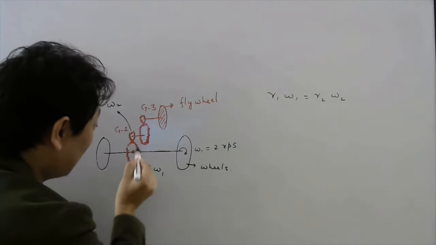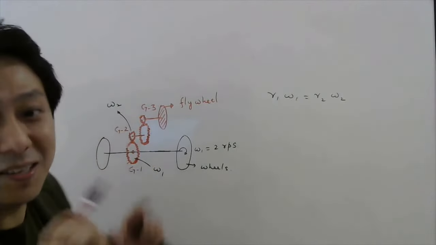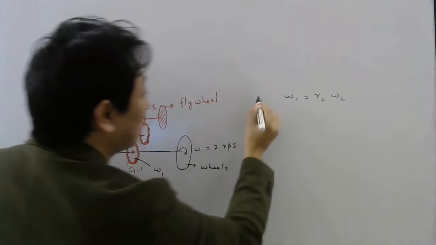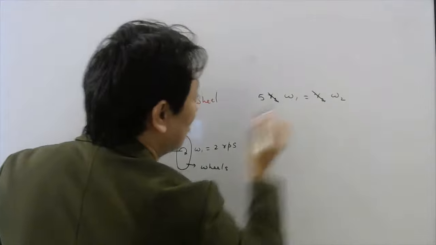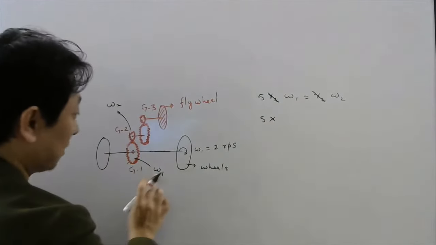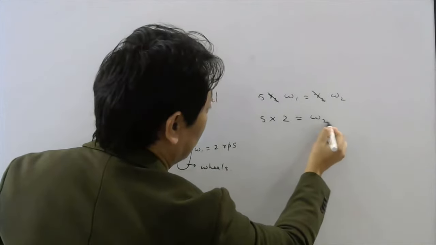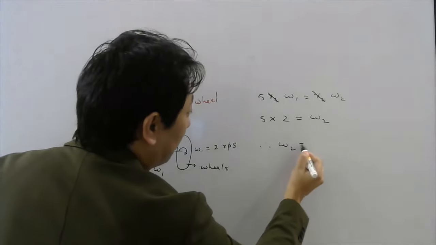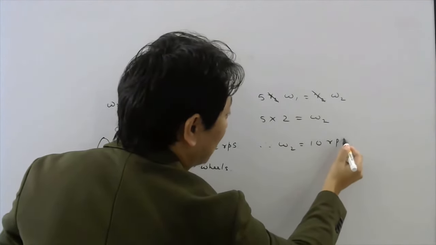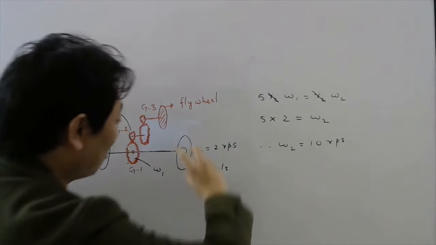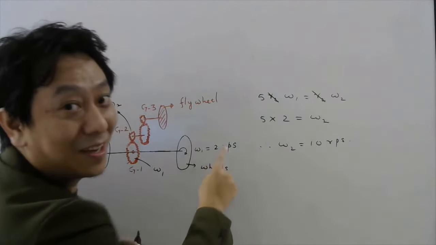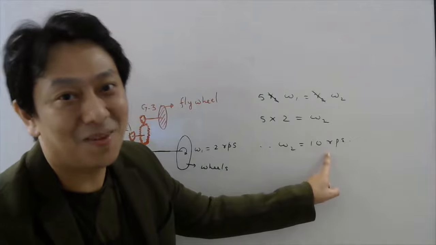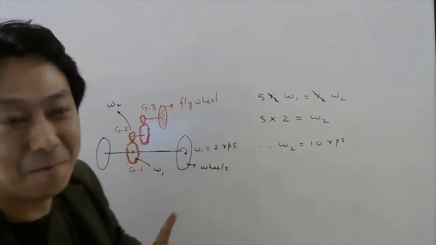Now, the radius of this is obviously bigger than this. Let's say it is 5 times the smaller one. So if I assume the radius of this is 5 times the smaller one, then you see 5 into omega 1, which is 2, equals omega 2. So therefore, the angular speed of gear 2 will be 5 times 2, which is 10 rps. So it's fantastic, right? When the wheels rotate with 2 rotations per second angular speed, this gear will rotate with 10 rps, matlab 10 rotations per second.